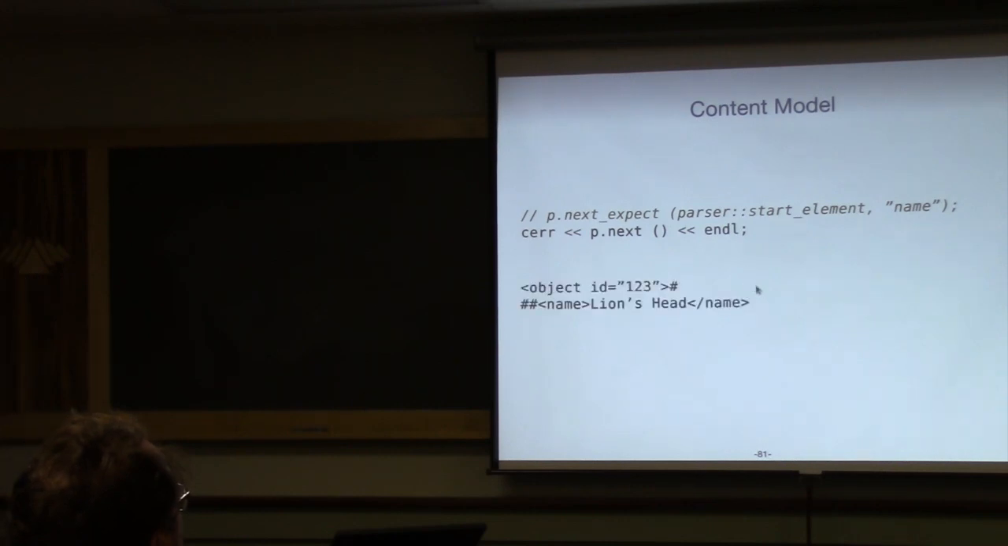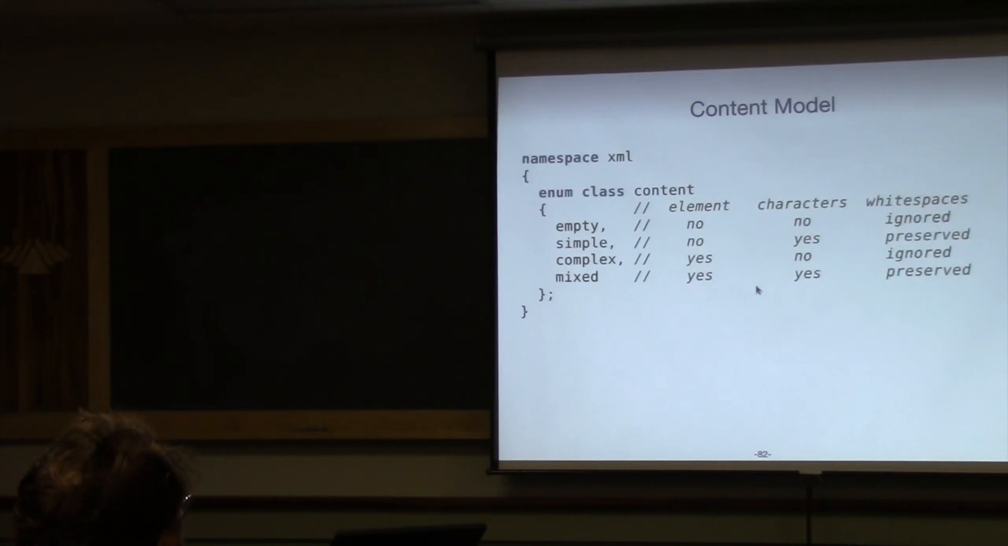If you look at the mailing list of any XML parser, this will be the most common question. Why do I get characters when I clearly should get an element? Well, in fact, there are characters. There is the new line and a couple of spaces that I replaced with hashes. The reason we get these white spaces is because the parser doesn't know whether they're significant or not. And the significance of white spaces is determined by the content model that we talked about earlier. Remember the mixed and simple and complex and stuff.